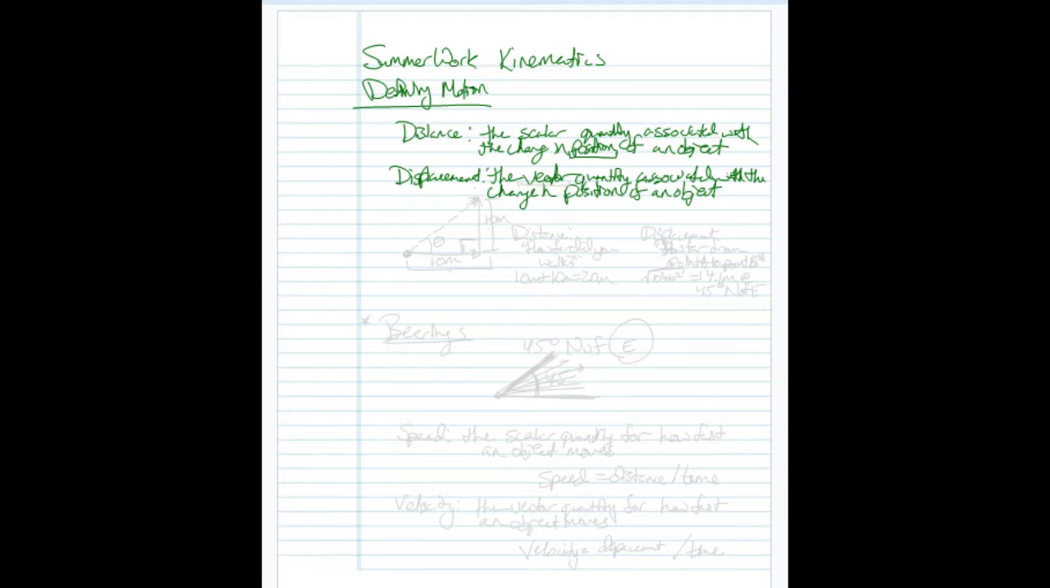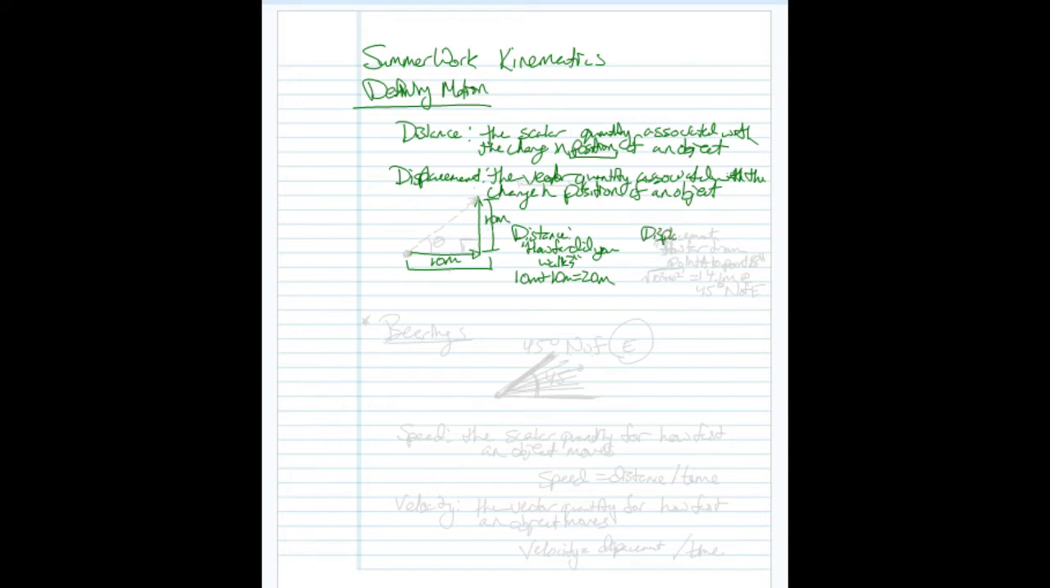So let's do an example. I start here and I walk 10 meters to the east and 10 meters north. If I wanted to find my distance traveled, this is just asking how far did you walk? How many meters did your feet travel? Well, first you traveled 10 meters, and then you traveled 10 meters. 10 plus 10 is 20.